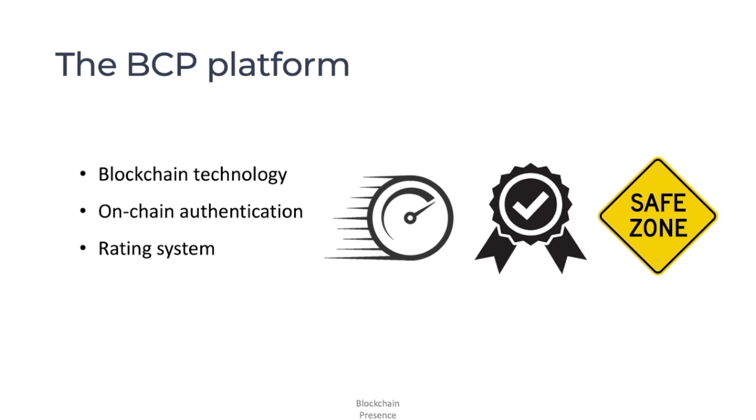This is due to the implementation of smart contracts on the blockchain technology. And as you probably know, blockchain is known for being fast, reliable, and safe. Compared to other platforms on the market, BCP even goes a step further when it comes to security. We use a 3-step on-chain authentication method and a rating system to guarantee high quality and safety for any transaction on our platform. If you'd like to know more about this, check out our website and our white paper.